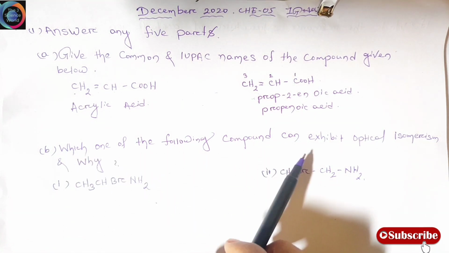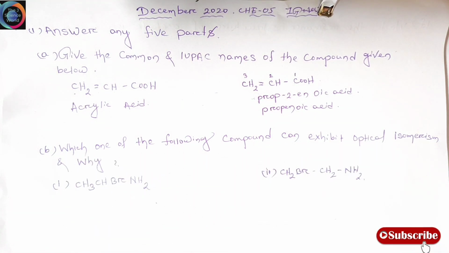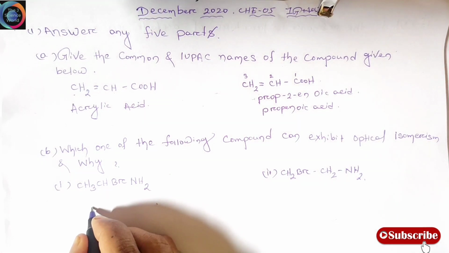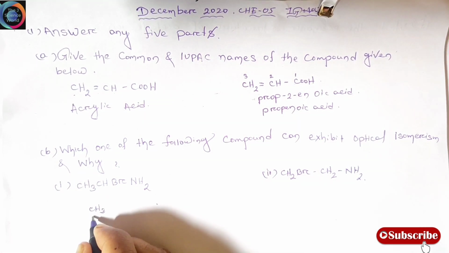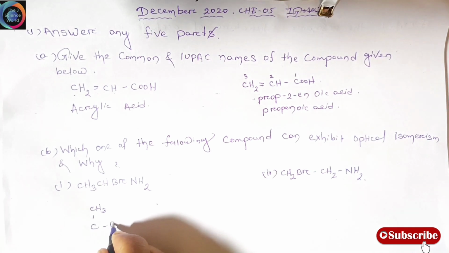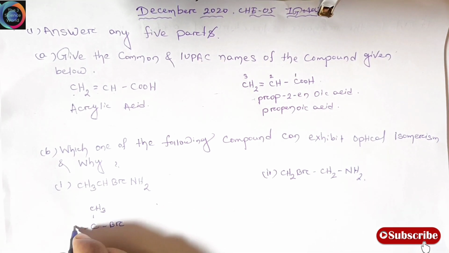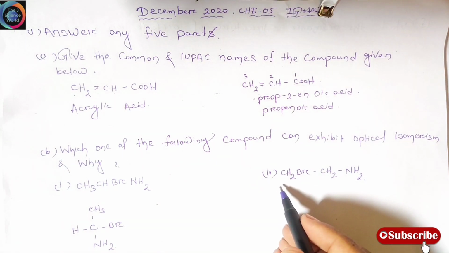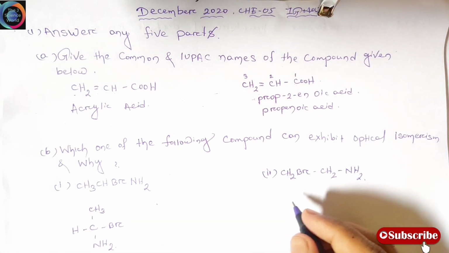Which one of the following compounds can exist in optical isomerism and why? Friends, two compounds are given: CH3CHBrNH2 and CH2BrCH2NH2. Friends, we also draw the structure like this, NH2, and also draw the structure like that.